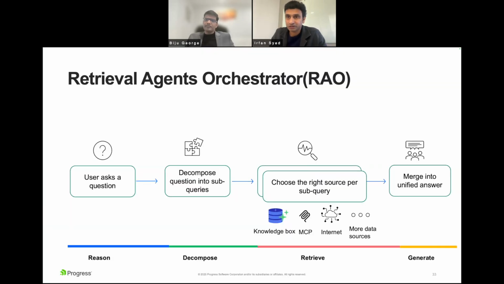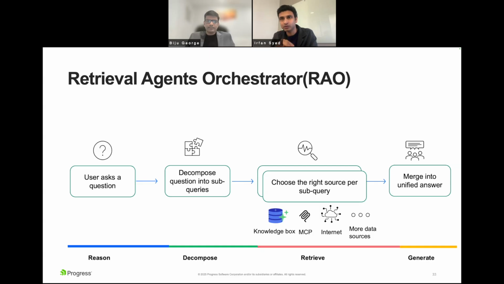So Retrieval Agents Orchestrator, in short RAU, basically has 4 or 5 different steps. The first step is reasoning. You ask a question. Based on the question that you asked, it takes the context of your question and figures out that you asked a question based on a specific context. So it keeps the context in mind and rephrases the question for you.